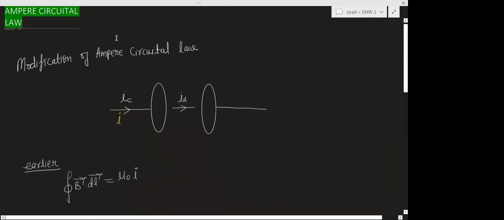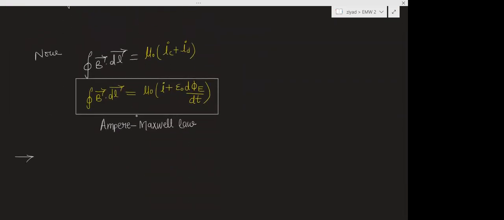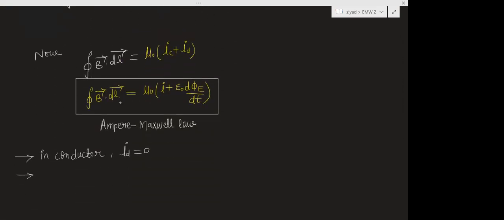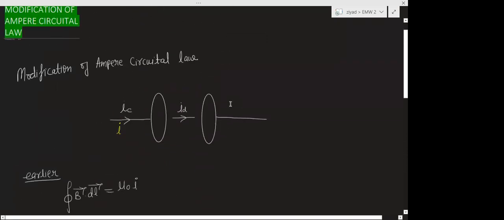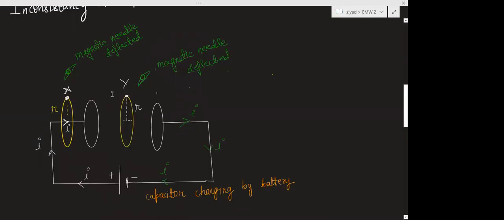Remember that in a wire or a conductor, the displacement current is equal to 0. And we know that in between the plates of the capacitor, the conduction current is equal to 0. Now got it? Why is there a magnetic field here? Because in between the plates of the capacitor, there is a changing electric field.